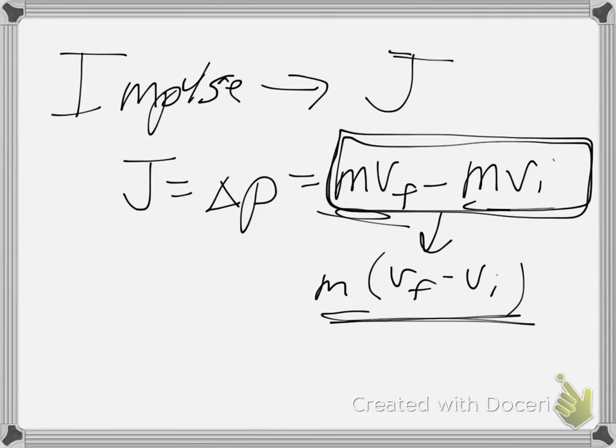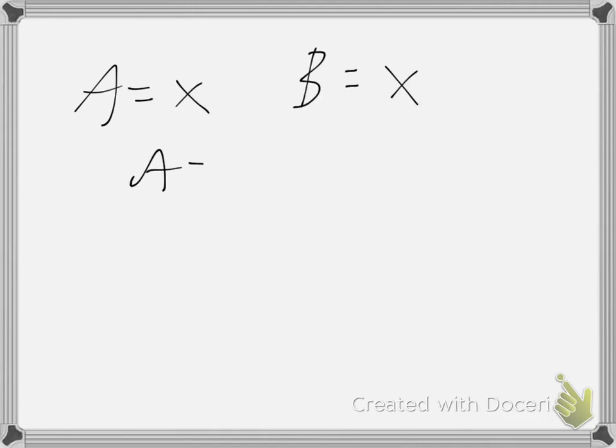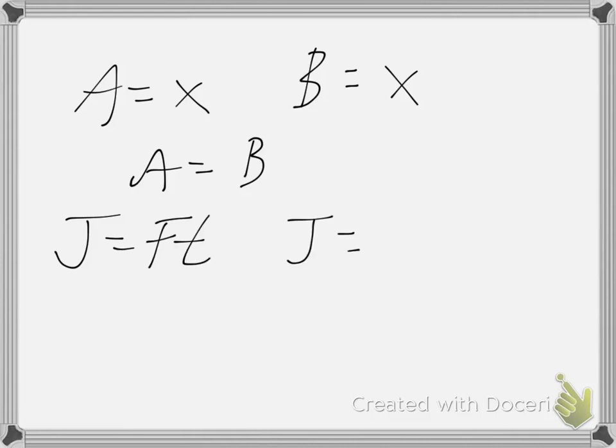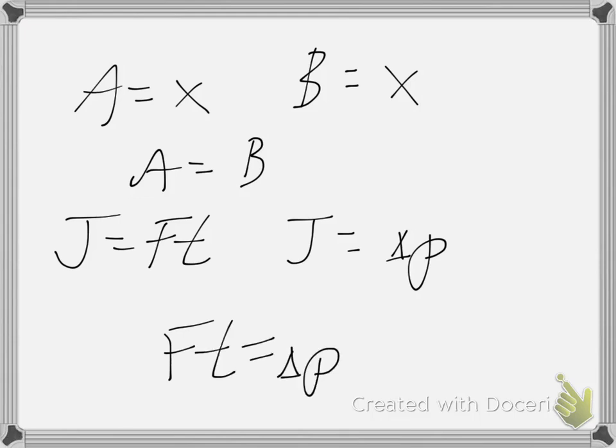The other thing that we know impulse was equal to was force times time. And both these formulas are very valuable. Now, going back to our algebra, if we know that A equals X and that B equals X, then I can say that A equals B. It's just simple algebra. I can say that if J equals force times time, and if J equals delta P, then force times time equals delta P. And this is very useful when we talk about a force that causes a change in momentum, or how long a force needs to act on an object to cause a change in momentum.